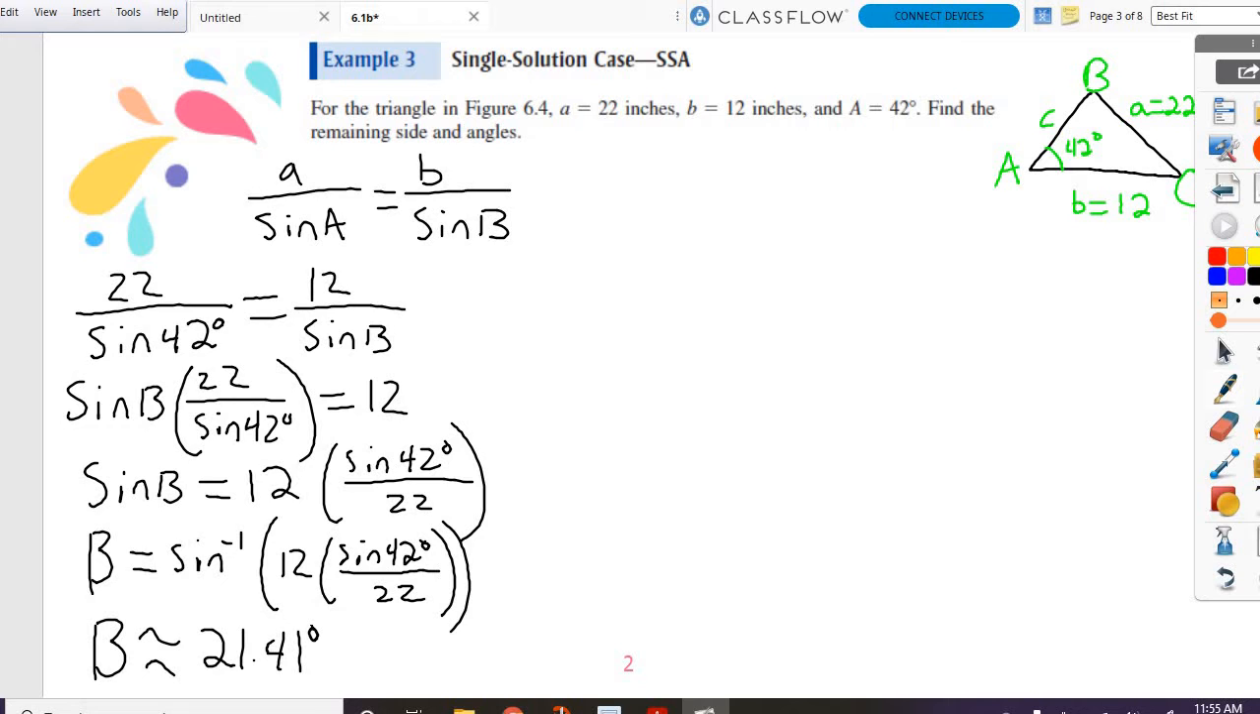Okay? So then from there, what do we want to find next? We have to find big C before we can find little c, but big C is pretty easy to find because what is big C going to be? 180 minus A minus B, right? So we get what?